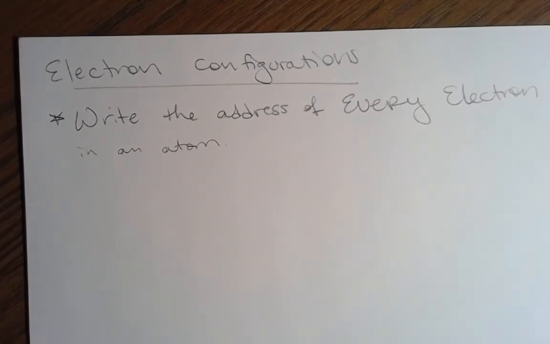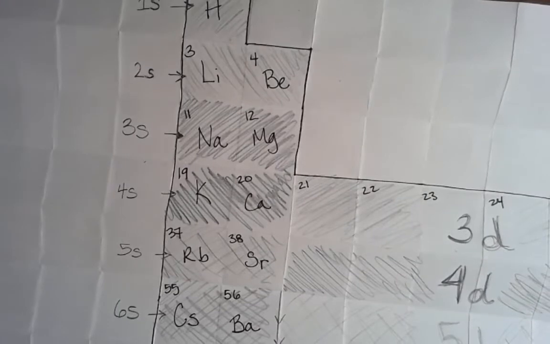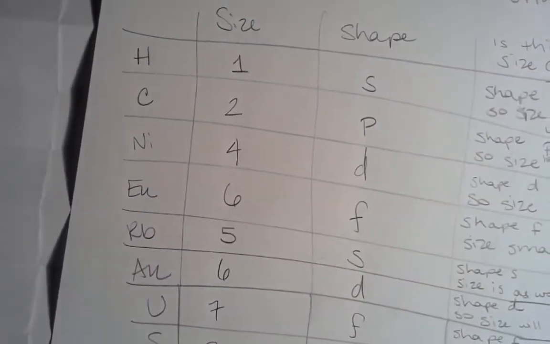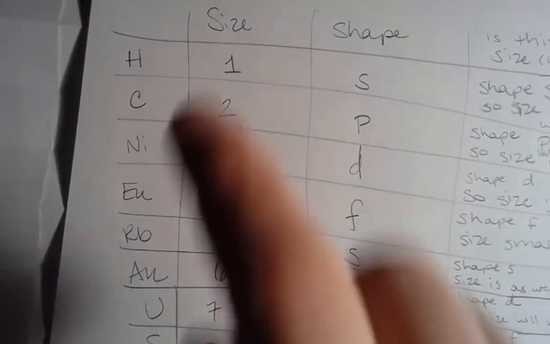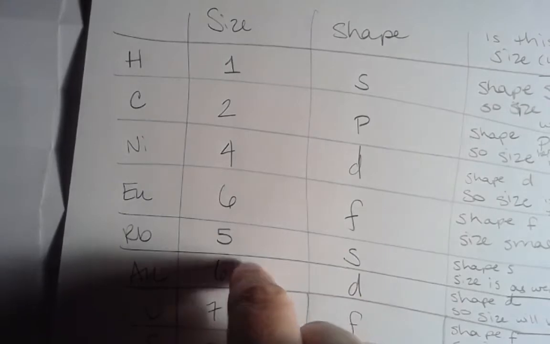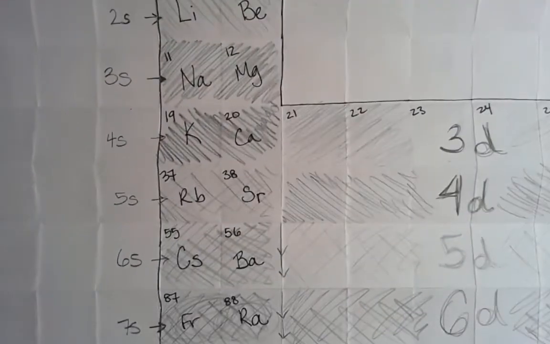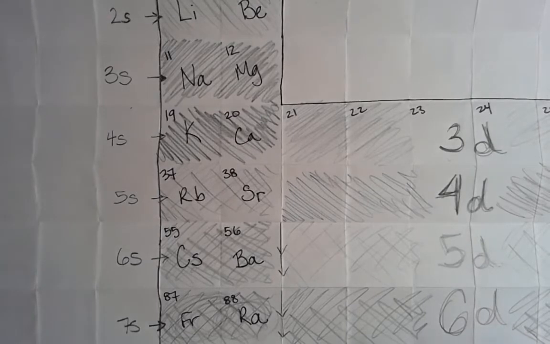The reason we built this whole monstrosity is to help us out. Yesterday's homework, you were looking at the size and shape of the outermost electron in each of these elements. Got the size, got the shape. We then figured out that the D's and F's are weird, they're smaller than you think they should be. Where we're going next is we can take any element and write the address of every electron inside of it.